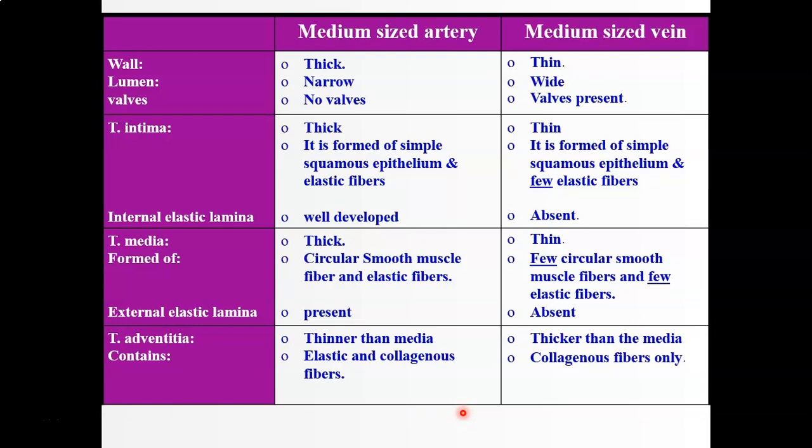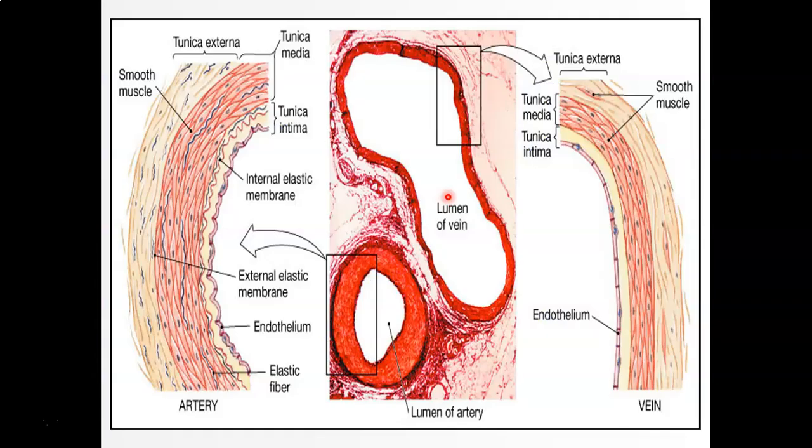Here is a great comparison between a medium-sized artery and a medium-sized vein. As regards the wall, the artery is thick with a narrow lumen and contains no valves, while the vein has a thin wall, wide lumen, and usually the medium-sized vein contains valves. Have a look at this diagram. This is the artery, thick wall, narrow lumen, while the vein, thin wall, wide lumen.